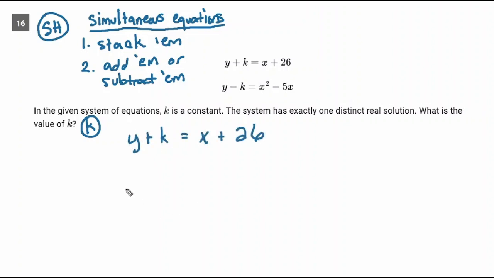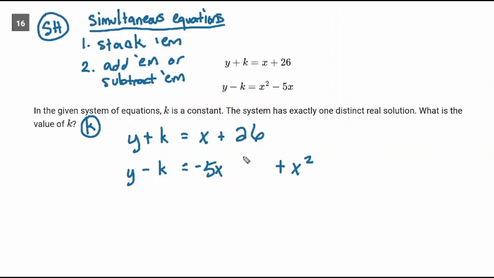This problem contains a couple tricks. The first one is that you can only stack stuff that's exactly the same. So you can stack things that are exactly y's, things that are exactly k's, things that are exactly equal signs, but you cannot stack x's and x squares. They are not the same. So I'm going to put the x squared term over here, and then you can stack x terms, so negative 5x can be right here.